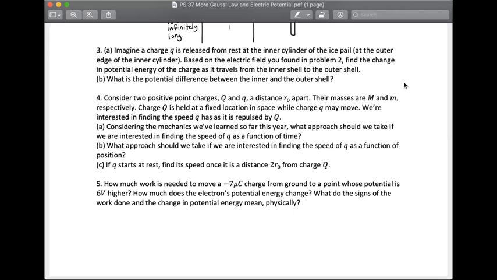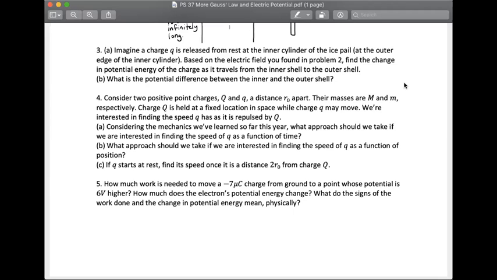Considering the mechanics we've learned so far this year, what approach should we take if we're interested in finding the speed of little q as a function of time? What approach should we take if we're interested in finding the speed of q as a function of position? And C, if q starts at rest, find its speed once it is a distance 2 r naught from charge Q.